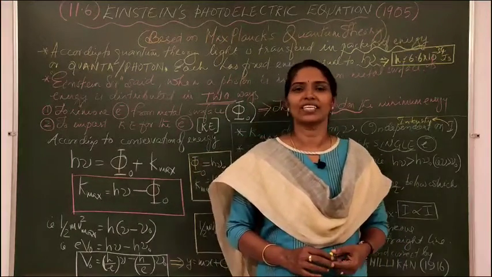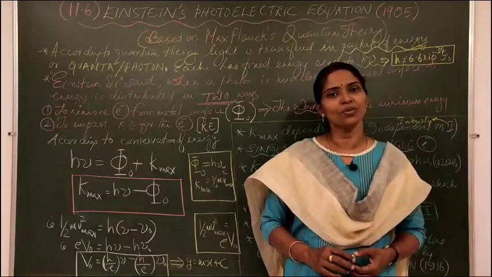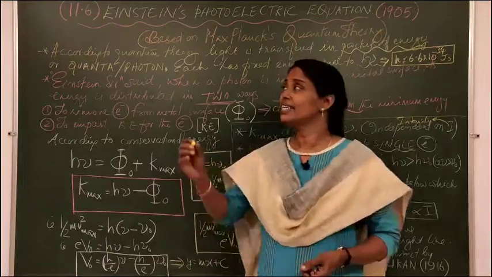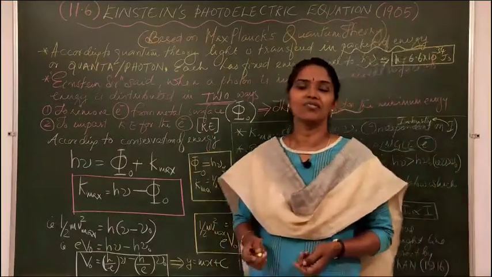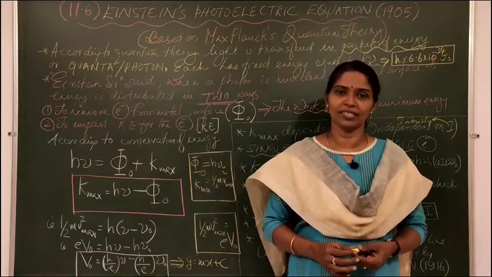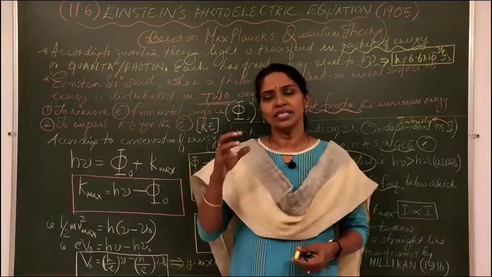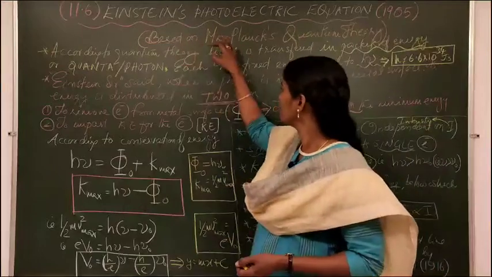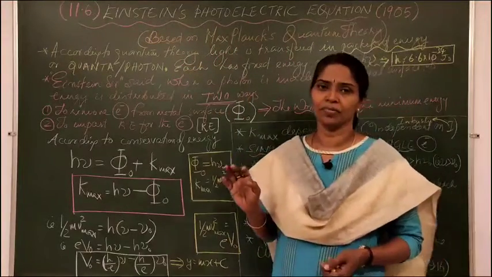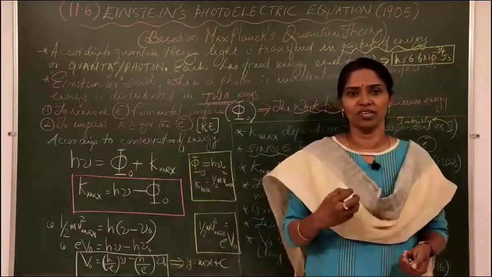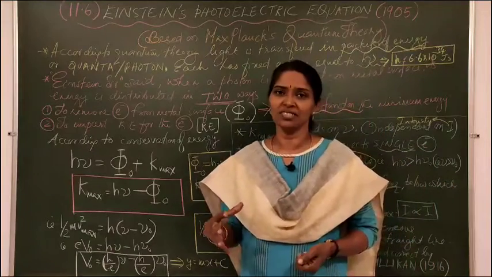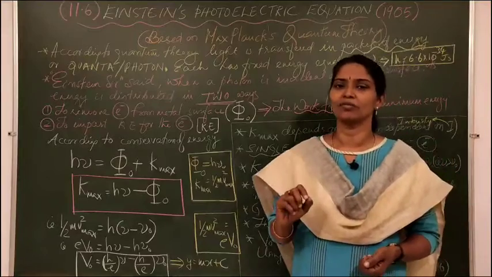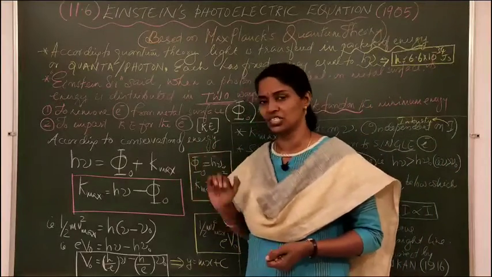Today we are here to discuss the topic Einstein's photoelectric equation. That was done in the year 1905, and for which he received the Nobel Prize. Now, this equation was formed on the basis of Max Planck's quantum theory. He used Max Planck's quantum theory to form the equation in this manner. Let us see what Max Planck's quantum theory is and how he could derive this equation.